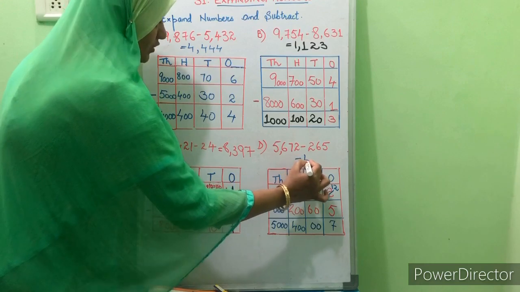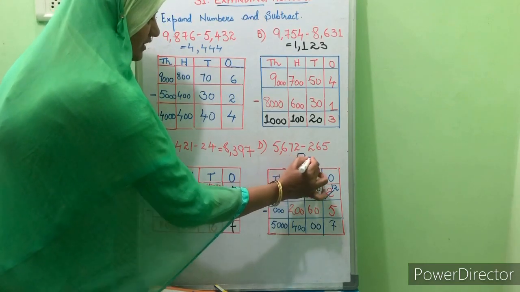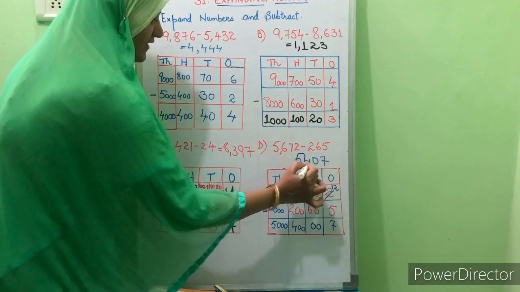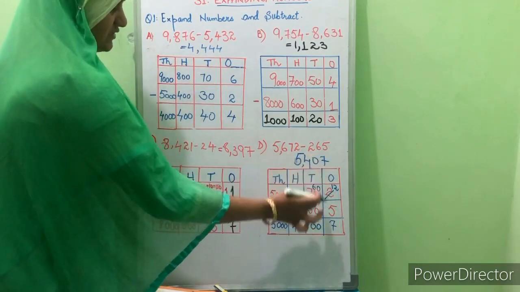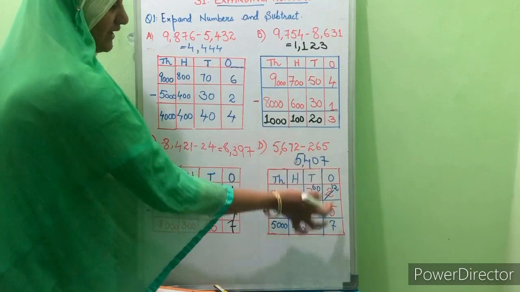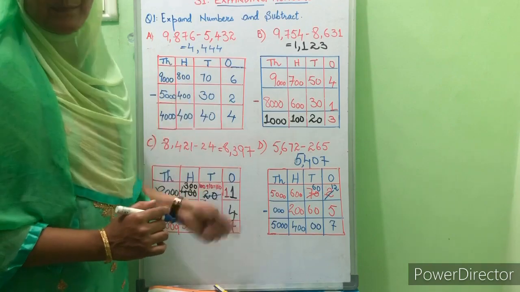So what will you write as the answer? 5407. No tens, isn't it, children? So we'll write the answer as 5407. 5 in thousands place, 4 in hundreds place, no tens, so we'll write 0 and 7 ones. This is all about expanded form.